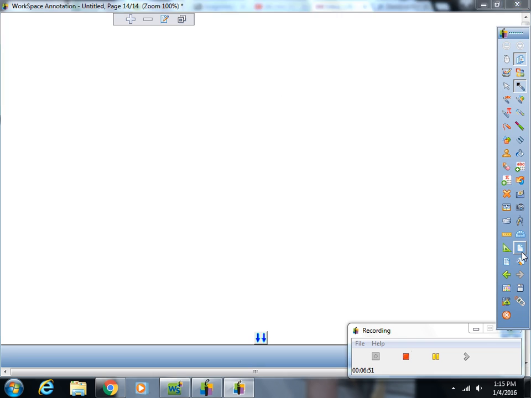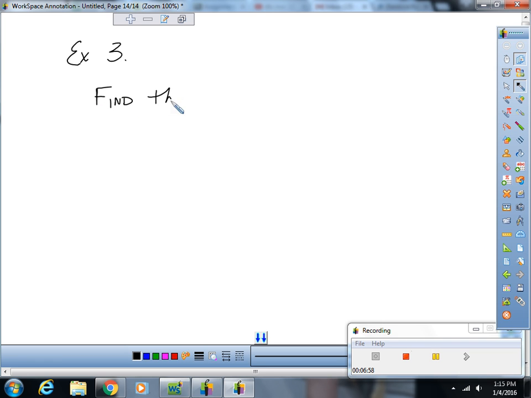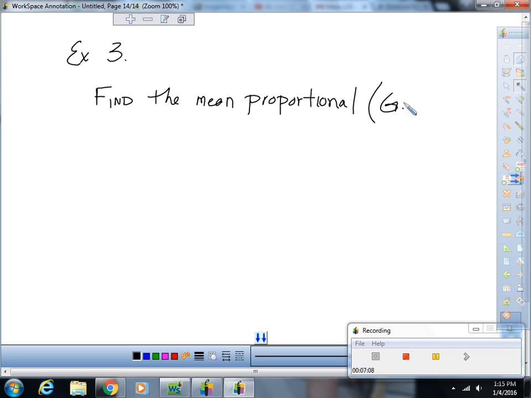Example 3. Find the mean proportional, which is just the geometric mean. It's the same thing. Those are synonyms. Mean proportional and geometric mean are the same things. Okay? Of, let's go with 8 and 2.